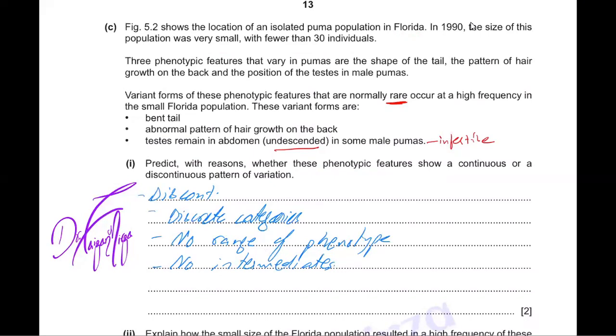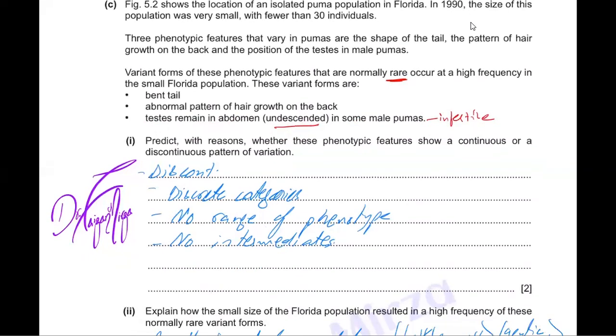Three phenotypic features that vary in pumas are the shape of the tail, the pattern of hair on the back, and the position of the testes in male pumas. Variant forms of these phenotypic features that are normally rare occur at high frequency in Florida, which is a small population. We can expect that this is a semi-isolated population, pretty far from the wild population, and these rare variants are common there. The bent tail, abnormal pattern of hair on the back, testes remain in the abdomen, undescended testes.